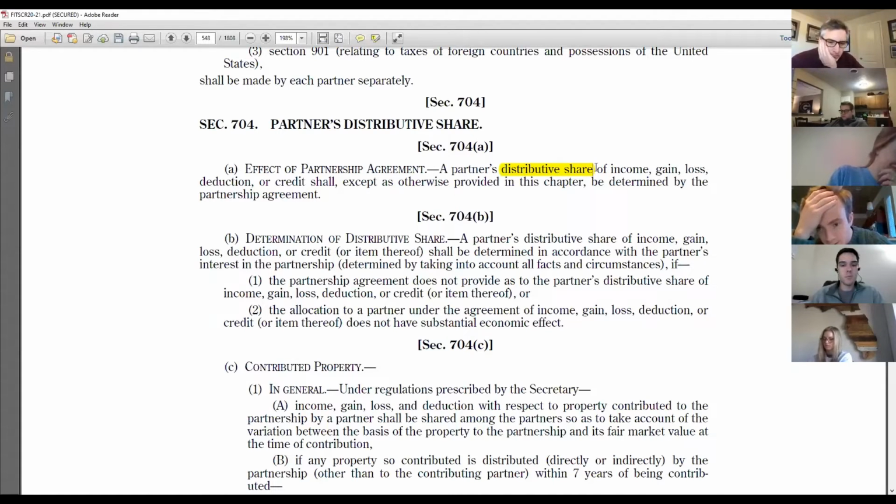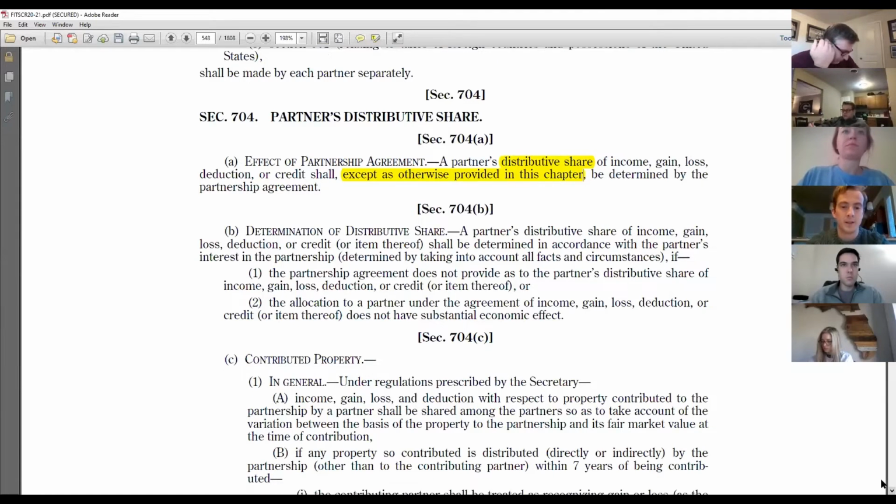So a partner's allocation of income, gain, loss, deduction, or credit, so those are allocations of tax items, shall, except as otherwise provided, be determined by the partnership agreement. So our general rule is, how is that gain from the sale of Blackacre allocated? It's generally determined by the partnership agreement. So the partnership agreement could say all gains and losses are allocated 50% to each. But there's this "except as otherwise provided in this chapter." So the general rule is the partners get to choose how gains or losses are allocated.